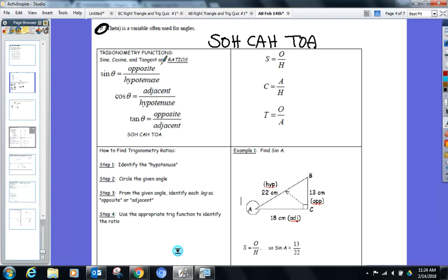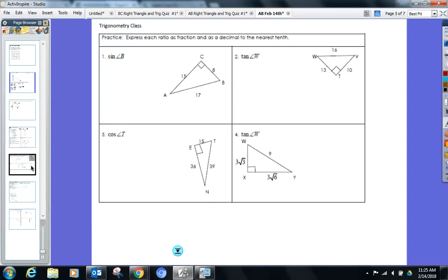All right, so let's use it. I'm not going to go through the steps. Let's just get to a problem. Find each ratio as a fraction, and can you cross off this because we don't have time, as a decimal to the nearest. We're just going to find it as a fraction. I know everyone could type it into their calculator and find it as a decimal.